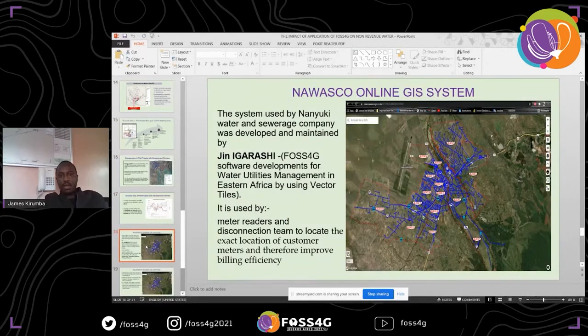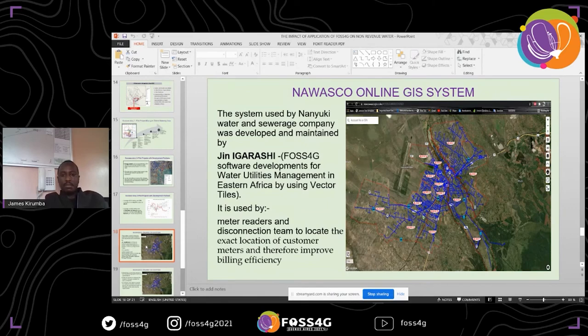Then I will do a presentation on the NAWASCO online GIS system. This is a system that we use in day-to-day activity. The way we use this system is it helps us to know the location of the customers, the location of the pipeline from our mobile phones, as well as the tablets and the computers. The system used by Nanyuki Water and Sewerage Company was developed and maintained by Mr. Jin, who did a presentation on free and open source software for GIS development for water utilities management in East Africa by using vector tiles.